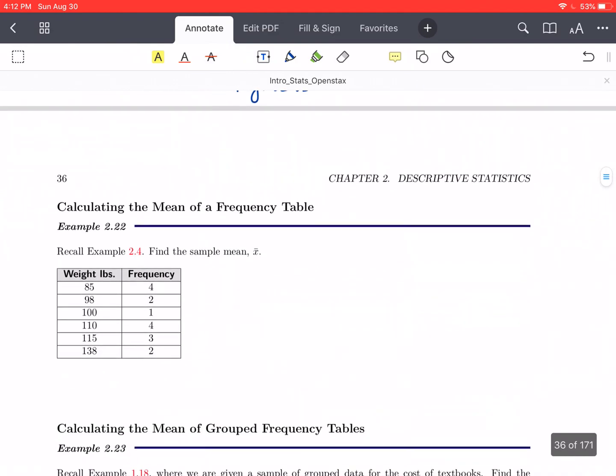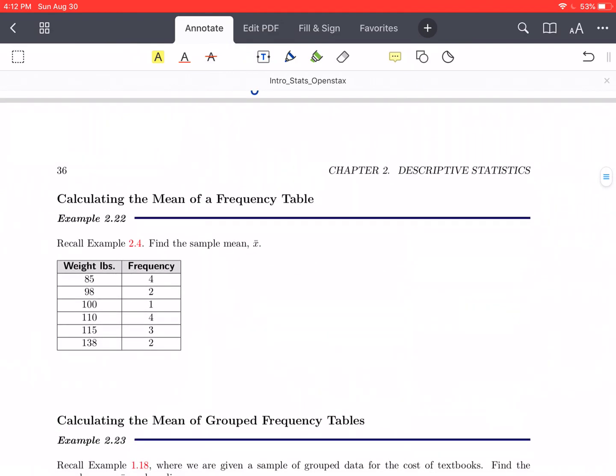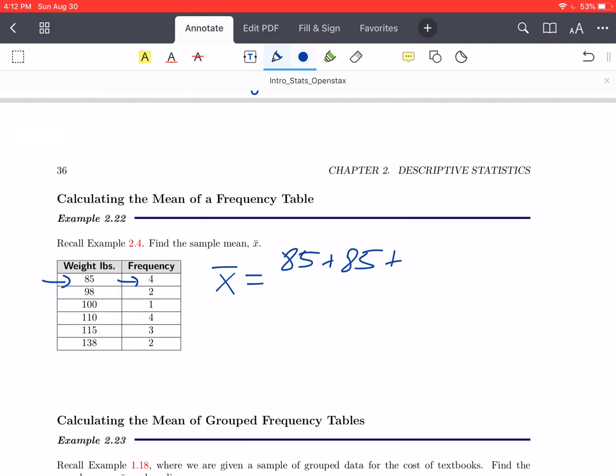Alright. Now we're looking at computing a mean using a frequency table. This adds an extra layer into it. When we're computing x bar, that sample mean, you can write them out if you want to. So 85 pounds occurred 4 times. You could go 85 plus 85 plus 85 plus 85 and do that for all of these, but that becomes tedious and it's really unnecessary. Instead of writing them all out, we're just going to do some multiplication.